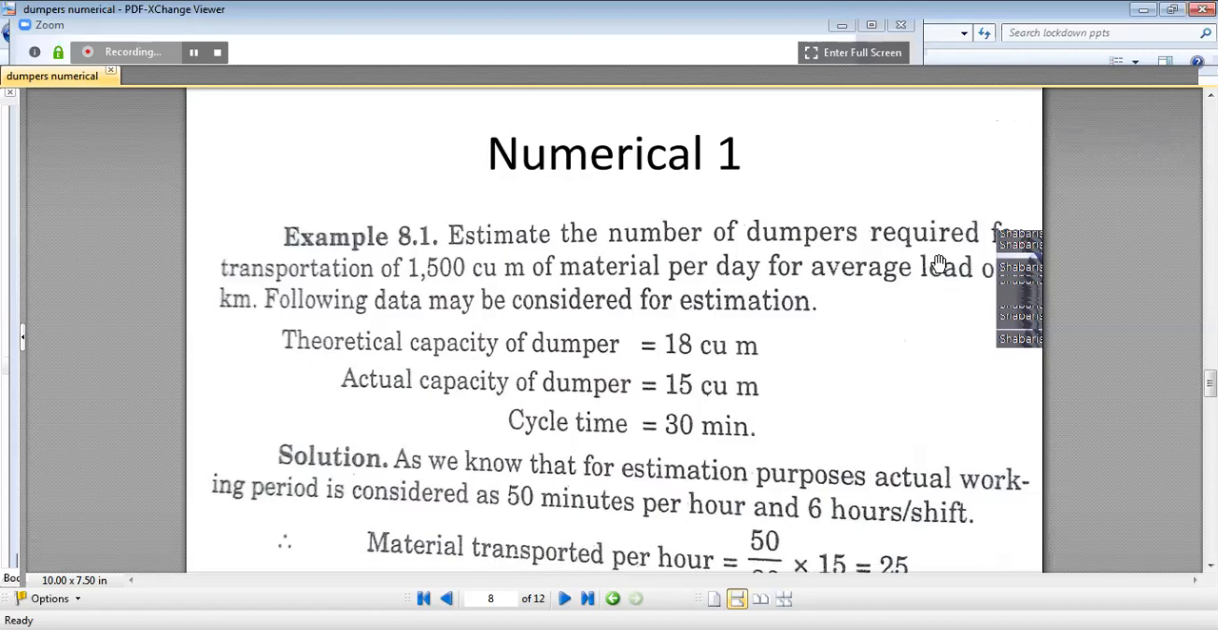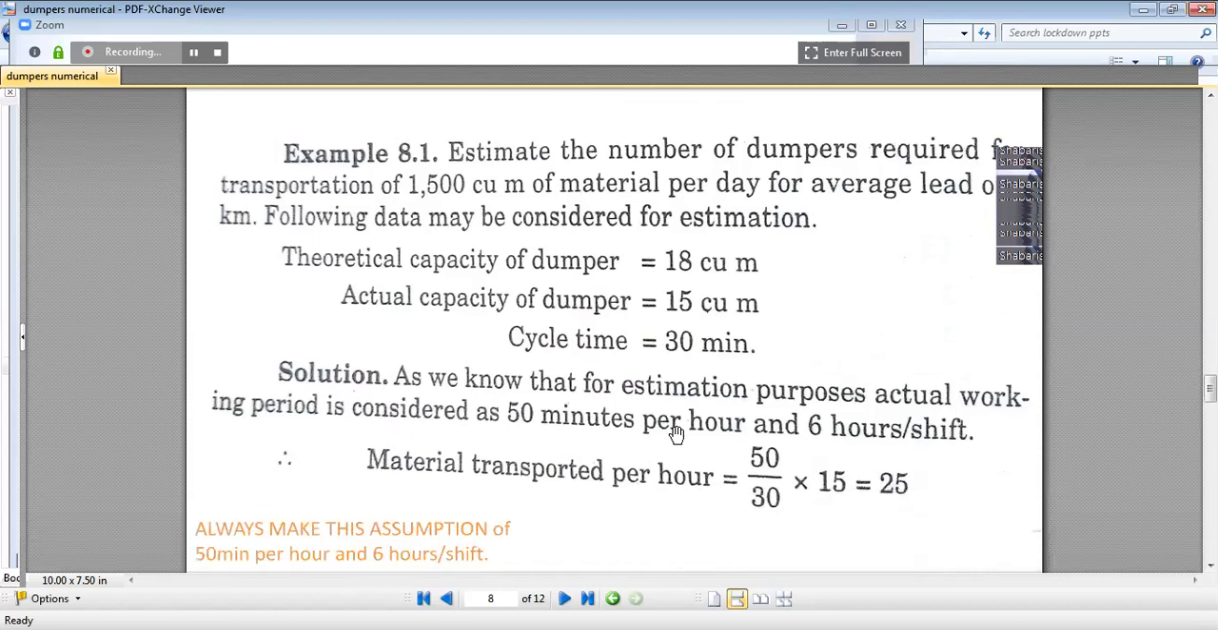The theoretical capacity of the dumper is 8 cubic meter. The actual capacity of the dumper is 15 cubic meter. Of course, theoretical is always more and actual is going to be lesser than the theoretical. And the cycle time of the dumper is 30 minutes. So the cycle time is directly given here in the numerical.